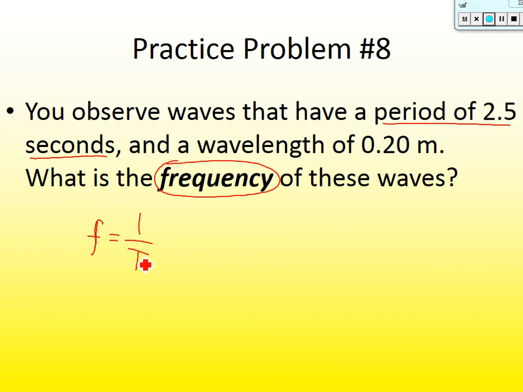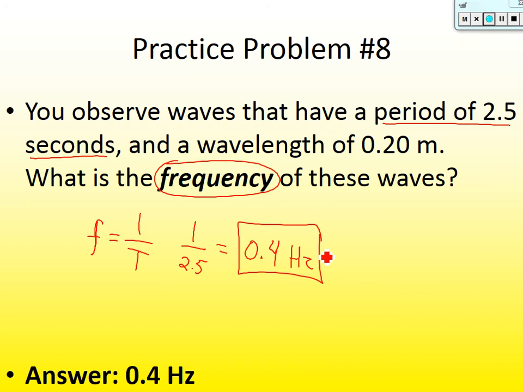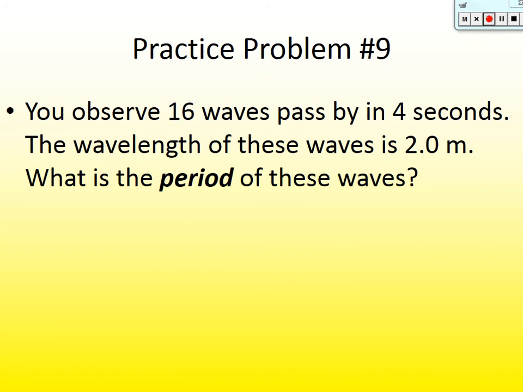And so I would do 1 over the period, and that would tell us the frequency. So let's try that. 1 divided by the period, which was 2.5. What is 1 divided by 2.5? 0.4. Now, it's frequency, so what should I put the units as? Hertz. Okay, by the raise of hand, how many of you guys got that? Very good. And we got it right. Very good.